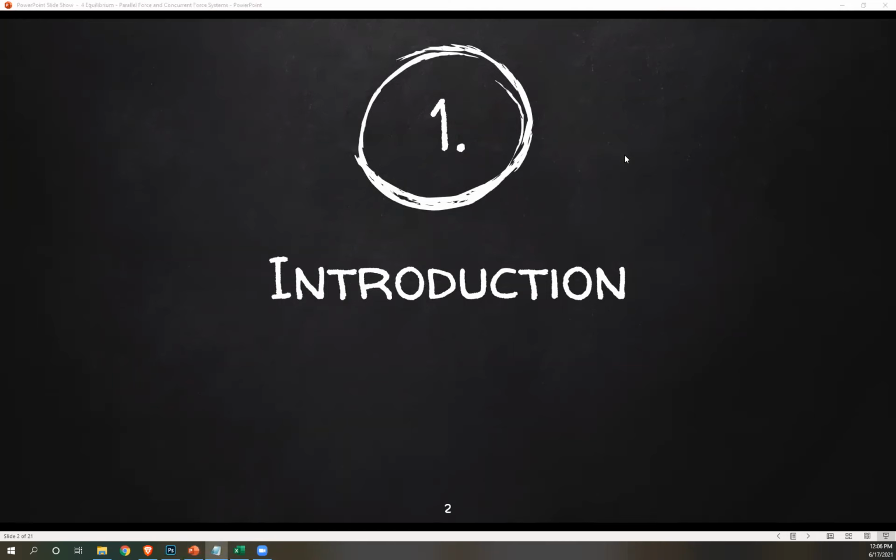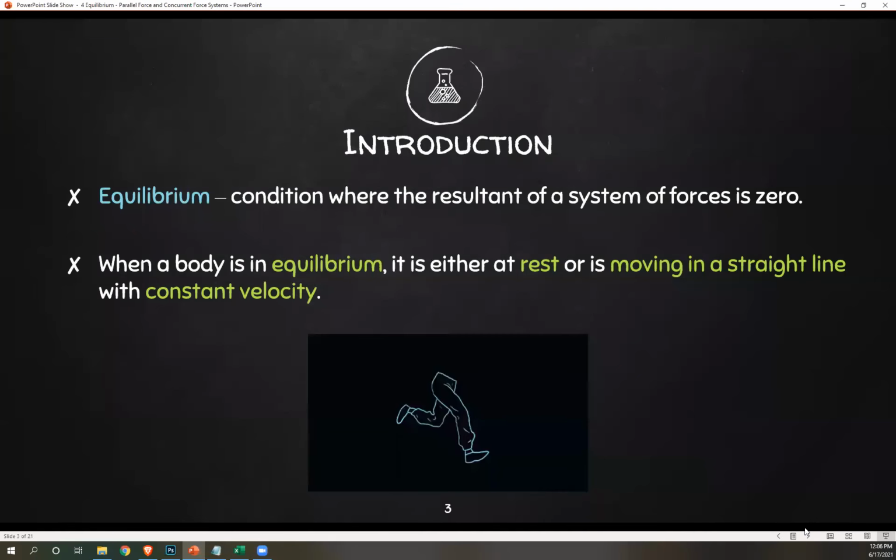So let's start with a bit of an introduction. The subject matter of statics, as the name implies, deals essentially with the action of forces on bodies which are at rest. Such bodies are said to be in equilibrium. By definition, equilibrium is the condition where the resultant of a system of forces is zero. Basically, the concept of equilibrium is almost the same as our previous topic for resultant. However, instead of equating it to R, Rx, etc., our equations will be equal to zero.